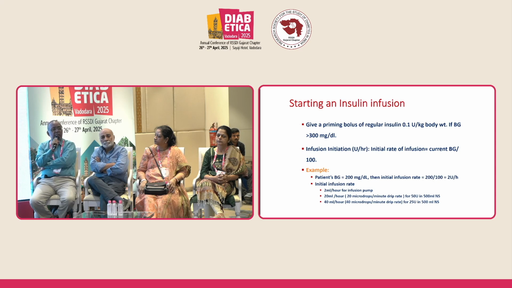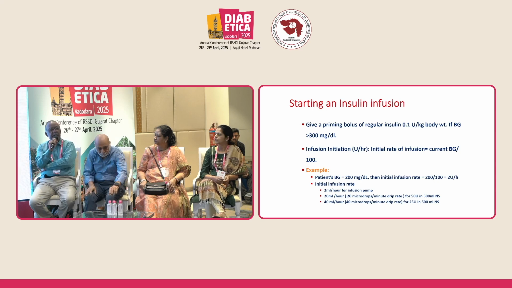So always, if the blood sugar is more than 300, give a bolus dose of 0.1 unit per kg body weight. So a person having 70 kg weight, you can directly give 7 units of insulin without hesitation if the baseline blood sugar is more than 300. And then another equation: current blood glucose divided by 100. So suppose 250 is the blood sugar at the time of initiation of infusion, you can divide it by 100 and start at 2.5.